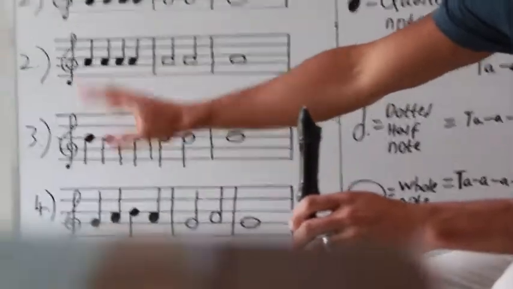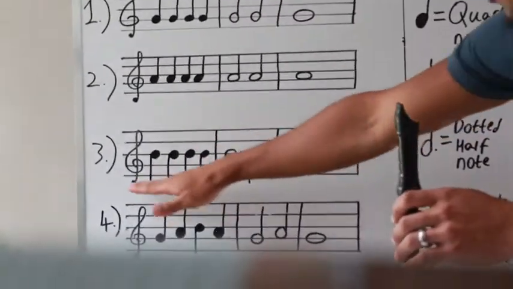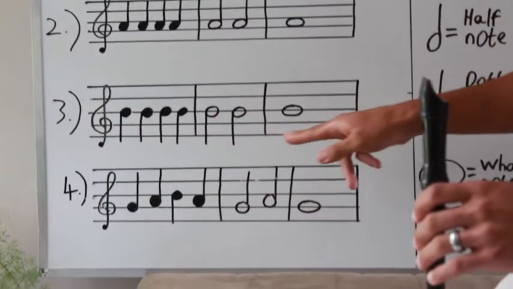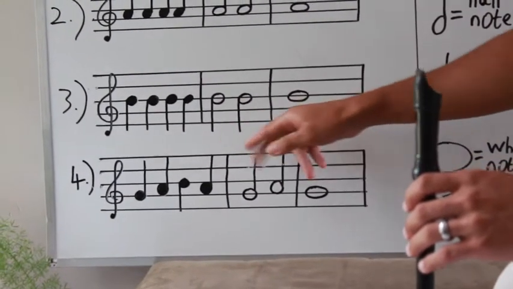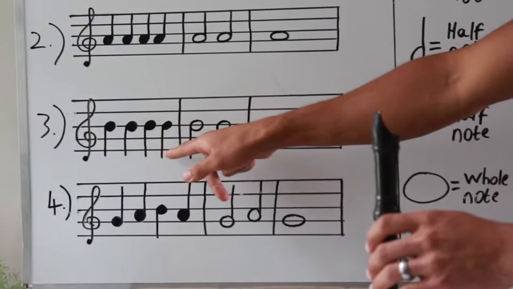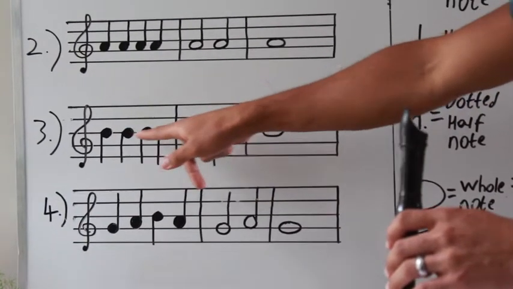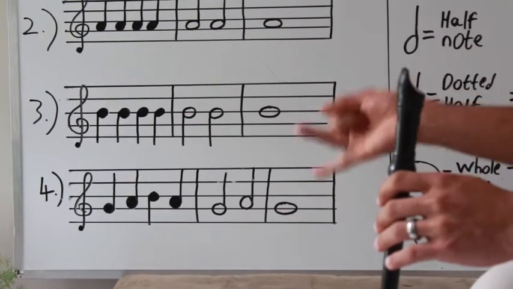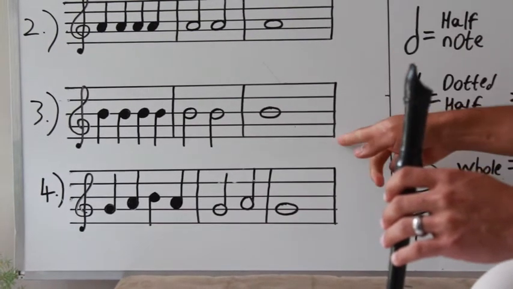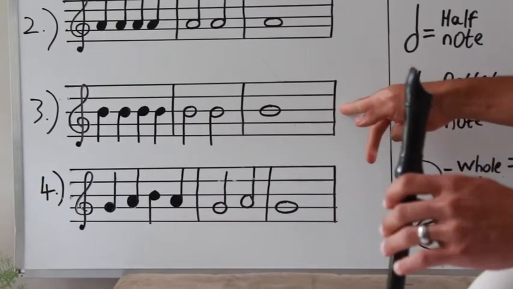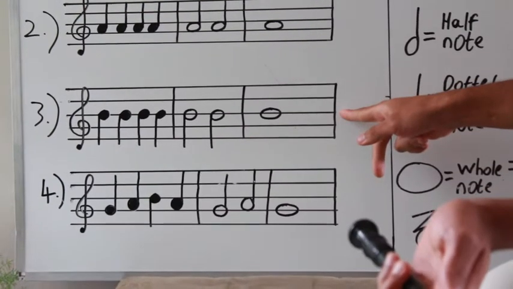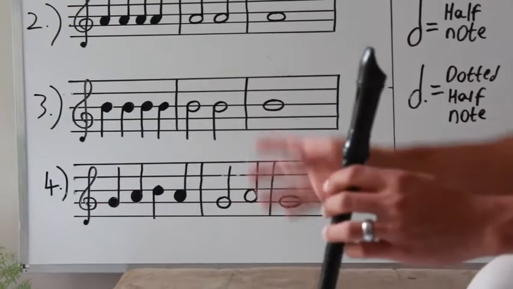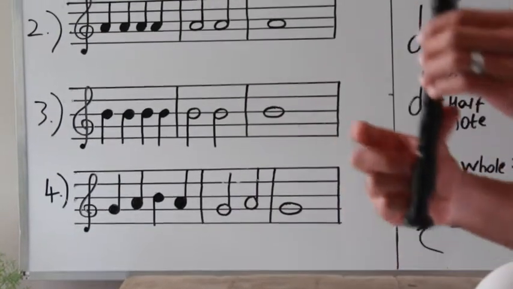Let's try line number 3. So same thing, the rhythm is the same. Still 4 quarter notes, 2 half notes, 1 whole note. But the only difference is we are on line number 1, 2, 3. All the notes are on line number 3. So if it's on a line, we use Every Good Boy. So every good boy. What letter does boy start with? Yes, B. So let's try to do line number 3, but this time holding a B.